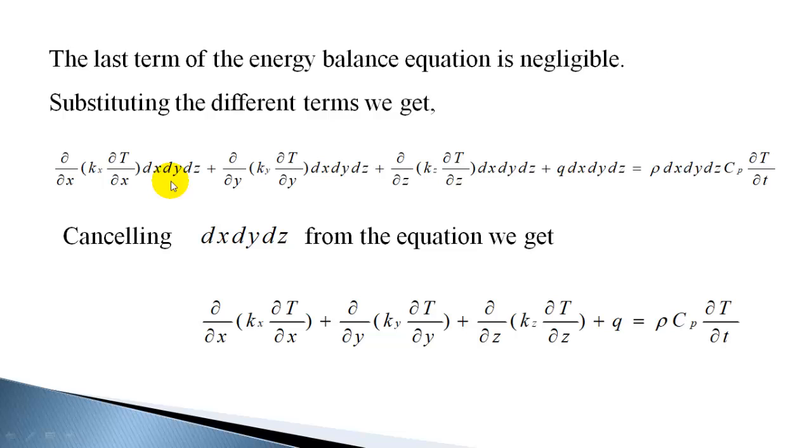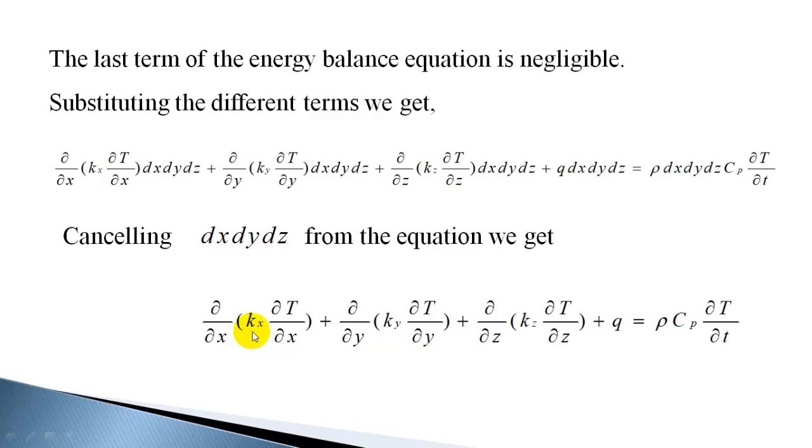Now you can see that dx dy dz is common in all these. So cancelling dx dy dz, you get del by del x of kx del T by del x plus del by del y of ky del T by del y plus del by del z of kz del T by del z plus Q is equal to rho Cp into del T by del t.